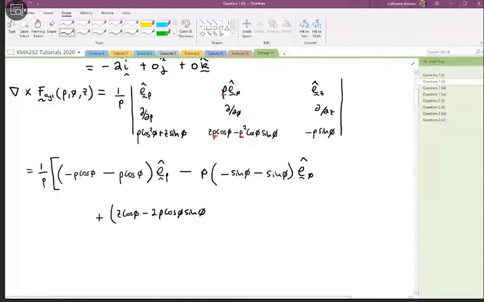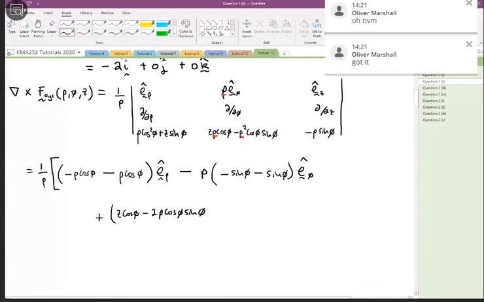Do you mean this sine phi here, Oliver? It is negative because it's minus. Yeah, cool.